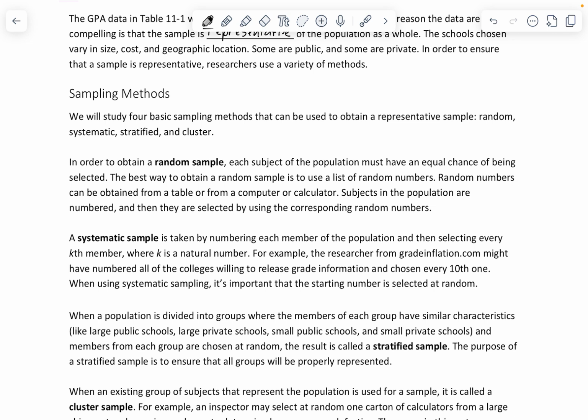First of all, we'll look at random sampling. In order to obtain a random sample, each subject of the population must have an equal chance of being selected. The best way to obtain a random sample is to use a list of random numbers. Random numbers can be obtained from a table or from a computer or calculator. Subjects in the population are numbered, and then they are selected by using the corresponding random numbers. This allows for an unbiased sampling method where every subject of the population indeed has an equal chance of being selected to be included in the sample.